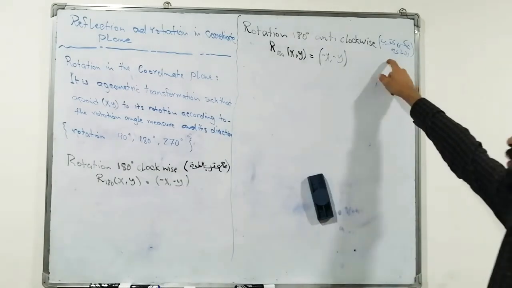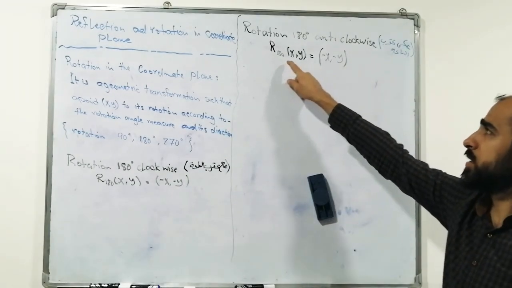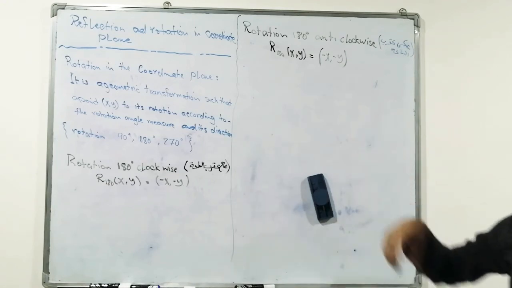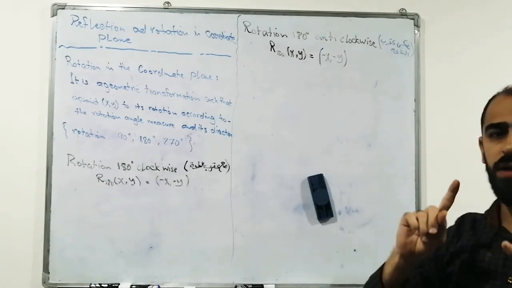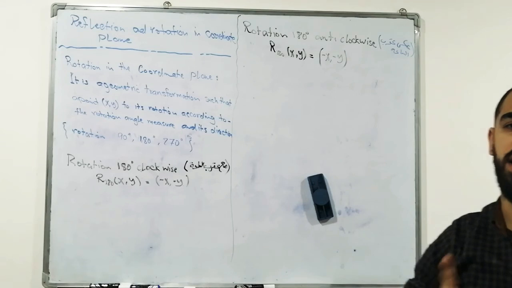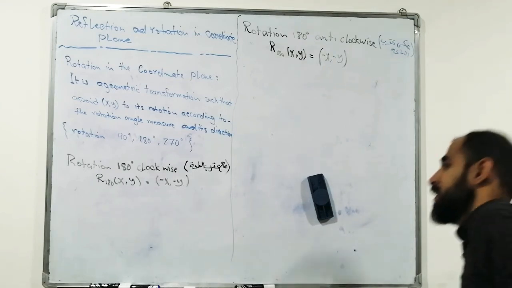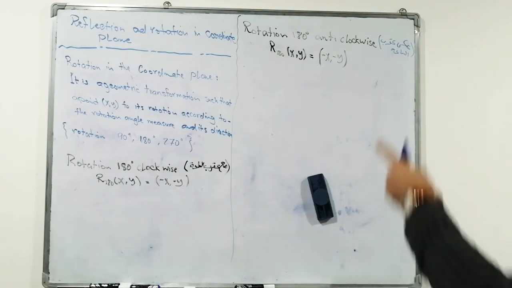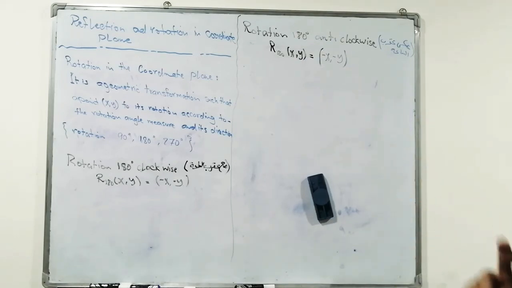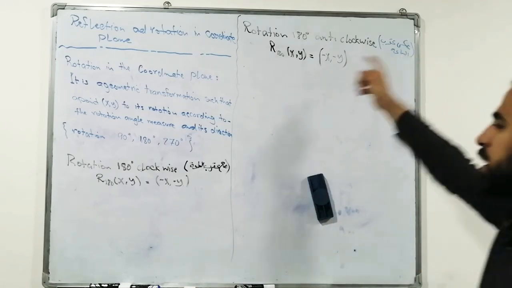The same rule we will use in the rotation 180 anti-clockwise. We don't have to change the x instead of y or y instead of x. We just have to change the sign of the two parts x and y. If I say rotation 180 clockwise or anti-clockwise, we will use the same rule.